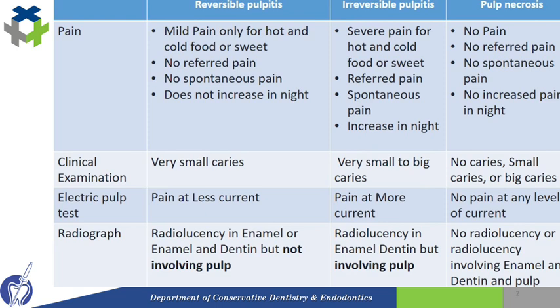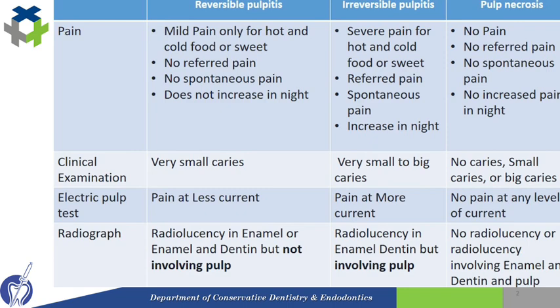Then on electric pulp test, in case of reversible pulpitis, the pain will be elicited by the patient at very low current, whereas in case of irreversible pulpitis, the pain would be elicited only after exposure to more current, or rather a higher intensity of current is required to elicit pain. And in case of pulpal necrosis, no pain would be experienced by the patient even after exposure to high intensity of current through an electric pulp tester.